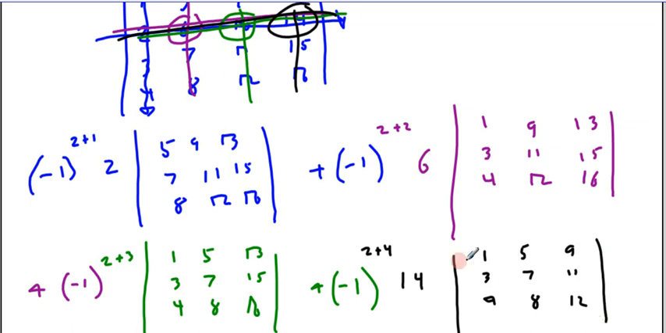And now we have methods to do 3 by 3. So we solve each of those 3 by 3s, and then we can solve the 4 by 4.